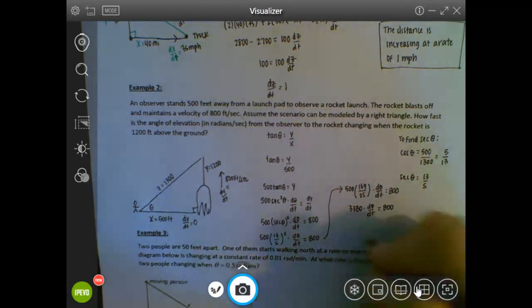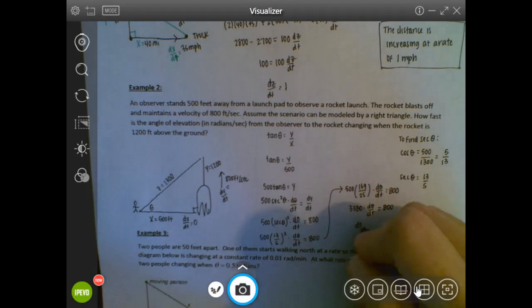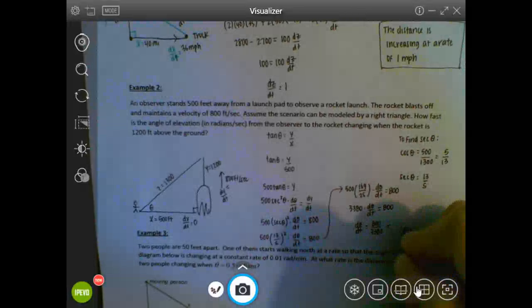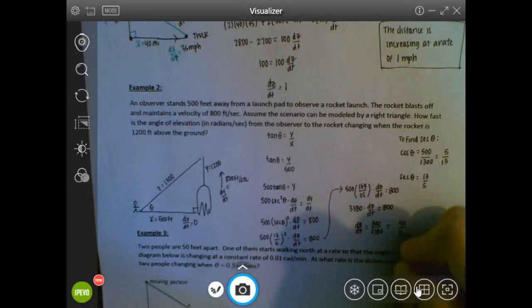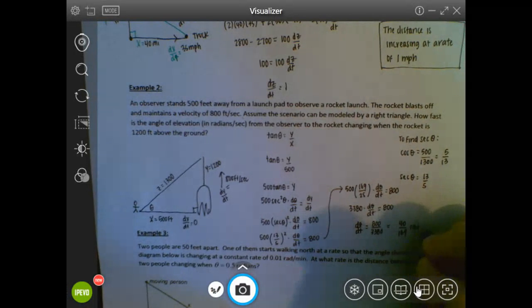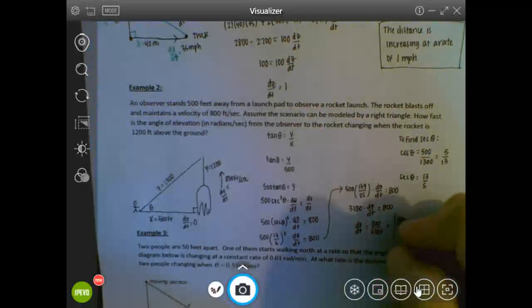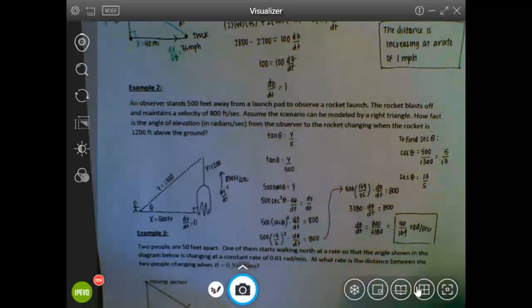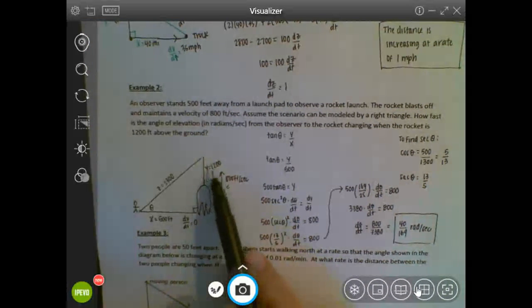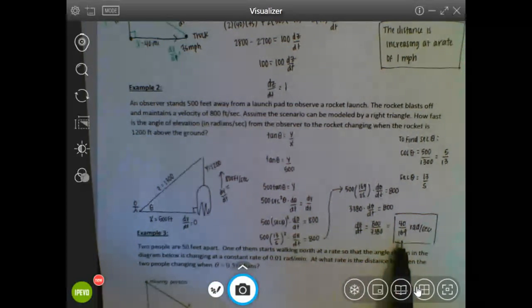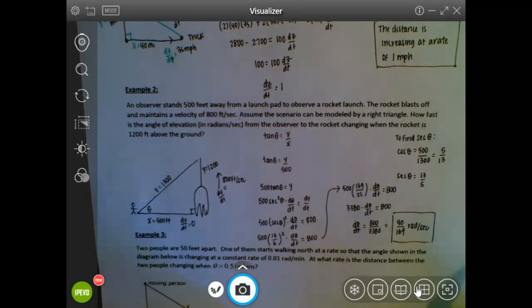And then when you simplify, d theta dt is going to be equal to 800 over 3380, which I can simplify to be 40 over 169. And I'm going to label this as radians per second. So that means that at the moment that my rocket is 1,200 feet above the ground, this angle is changing at a rate of 40 over 169 radians per second.